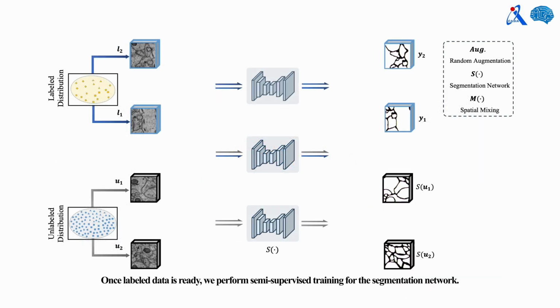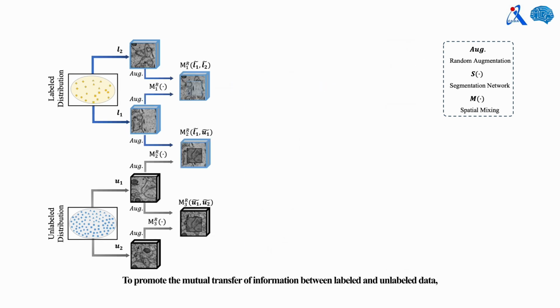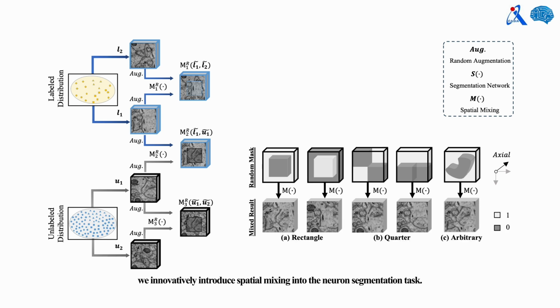Once labeled data is ready, we perform semi-supervised training for the segmentation network. To promote the mutual transfer of information between labeled and unlabeled data, we innovatively introduce spatial mixing into the neuron segmentation task. We employ axial-through masking strategies in spatial mixing to avoid the potential semantic ambiguity caused by anisotropy.